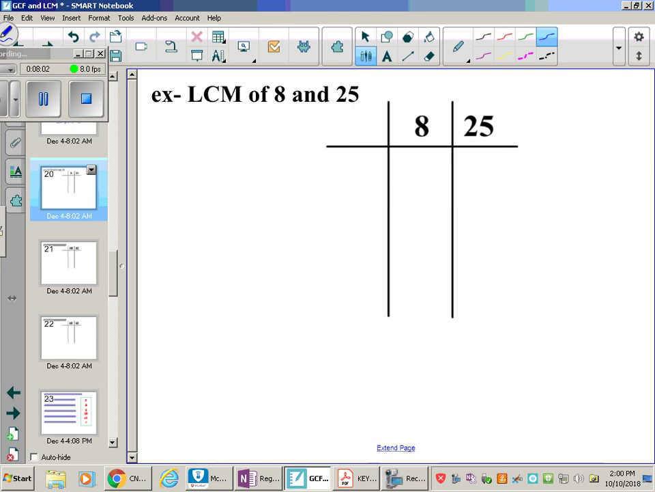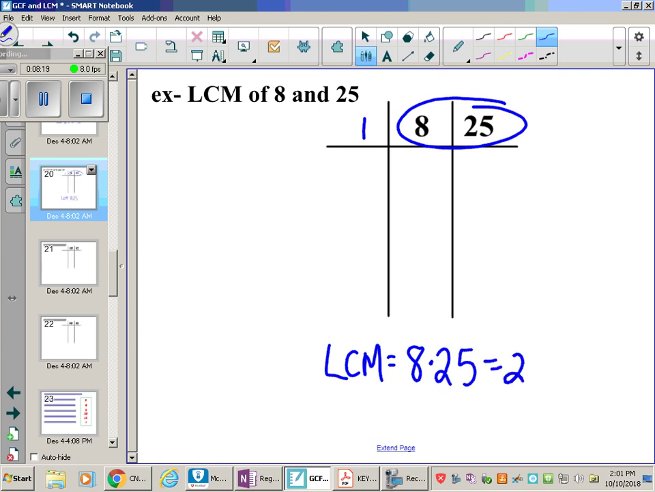Now what about 8 and 25? If I look at 8 and 25 and start thinking about common factors, well, the only common factor I can come up with is 1. So if the only common factor you have is 1, then all you need to do is multiply the two numbers. The least common multiple of 8 and 25 is going to be 200.